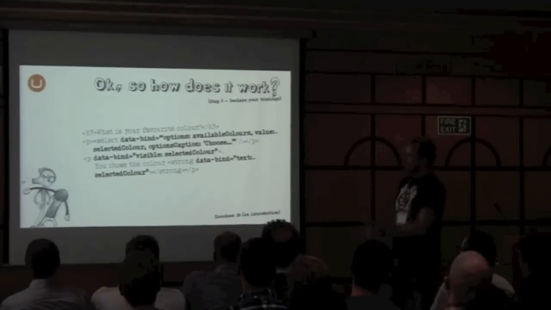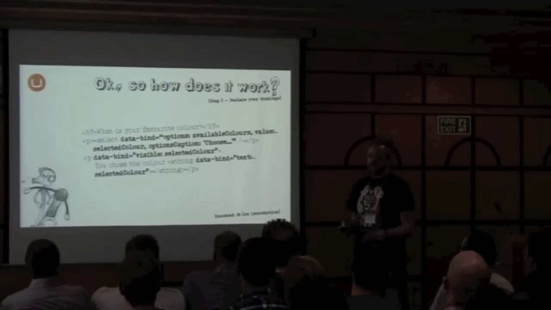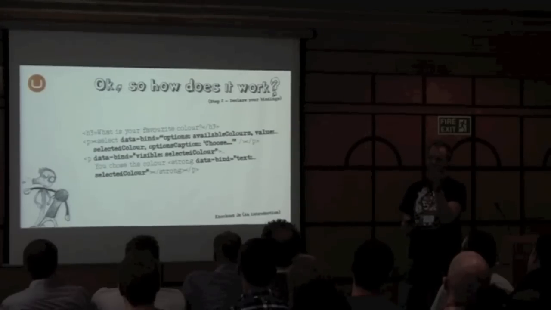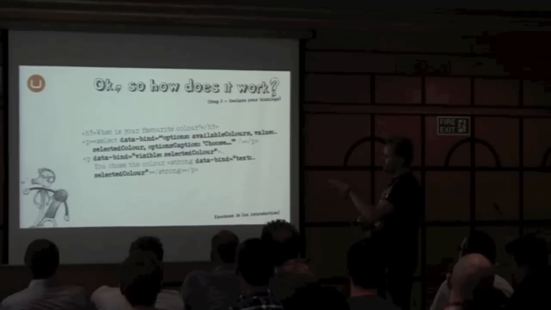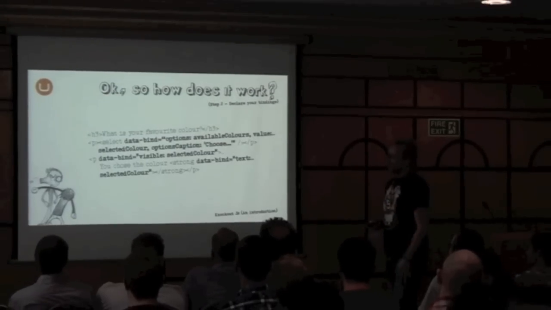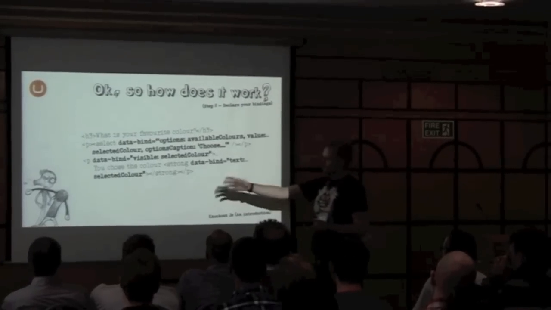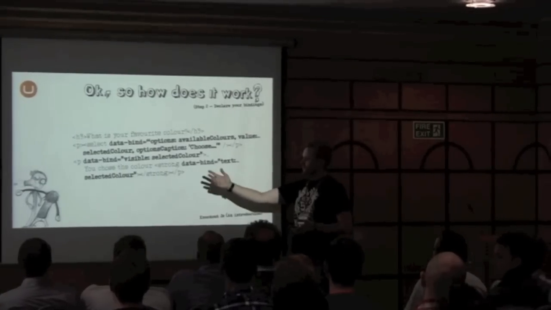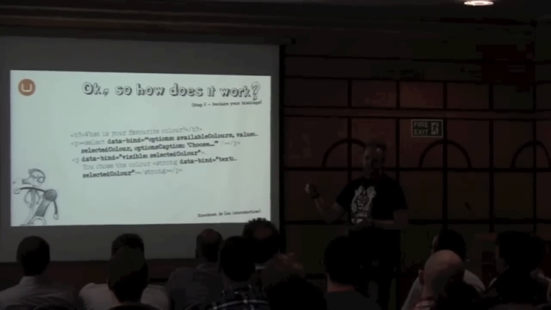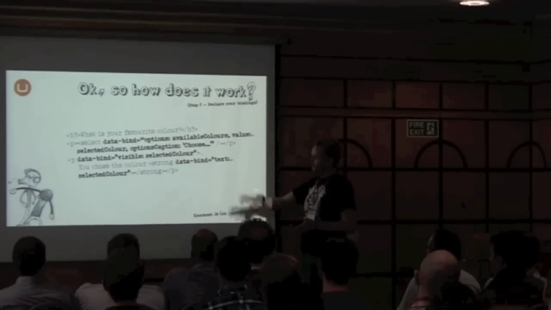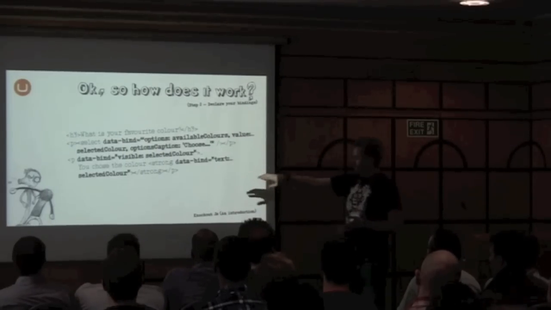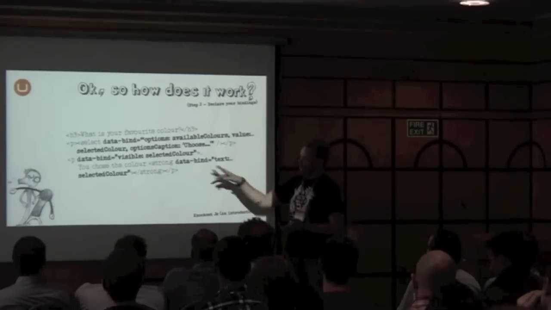And then we've also got optionsCaption, which allows you to put a default value in, like choose a value. And then below that we're defining a p tag. It's got a data-bind attribute again. This time it's visible, and that's on the selectedColor attribute. We'll get into all the different binding things in a moment, but essentially what we then do is just render out which colours I've chosen.